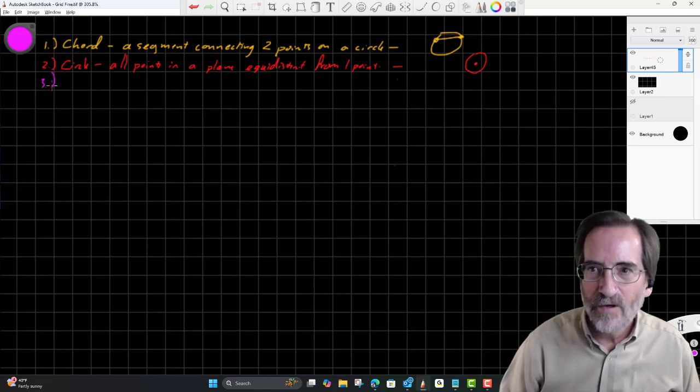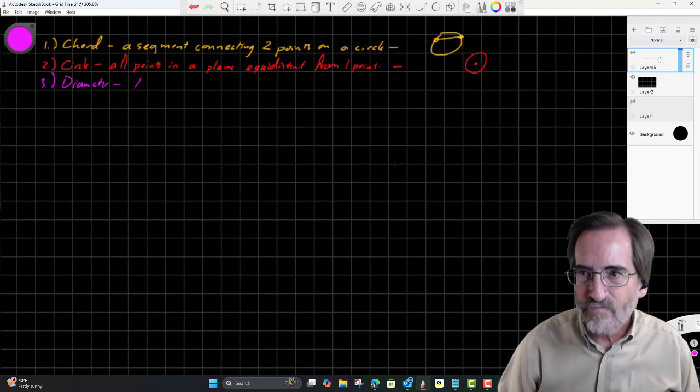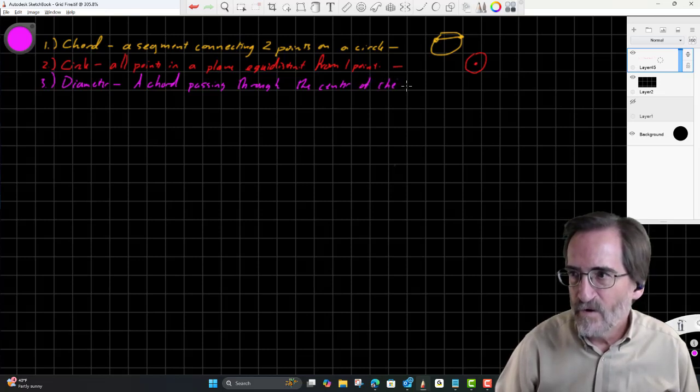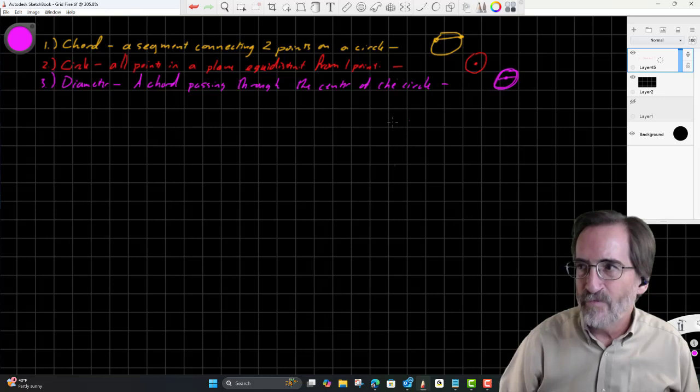Number 3, diameter. A chord passing through the center of the circle. Okay, so a circle with a center and a line segment passing right through the middle, through the center.